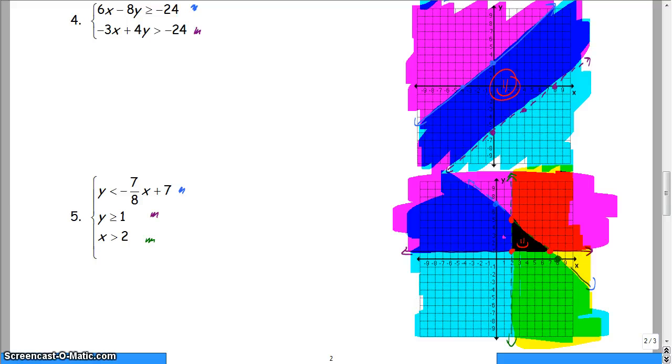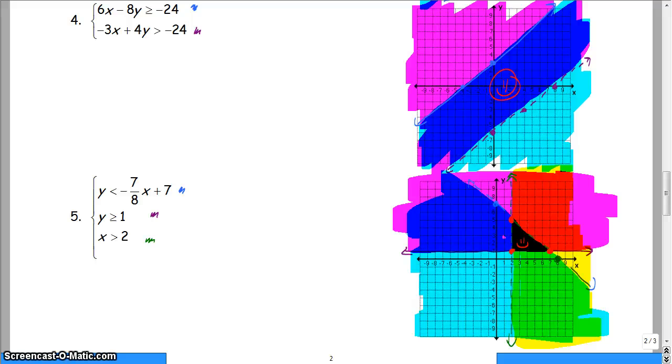Number 4, the region was by parallel lines, and they happen to go in the correct directions. Now, sometimes you have parallel lines and they don't go in the right direction, which means they wouldn't have any overlap whatsoever. But in number 4, the overlap is right in the middle. Number 5, notice how I even did the coordinates for you.